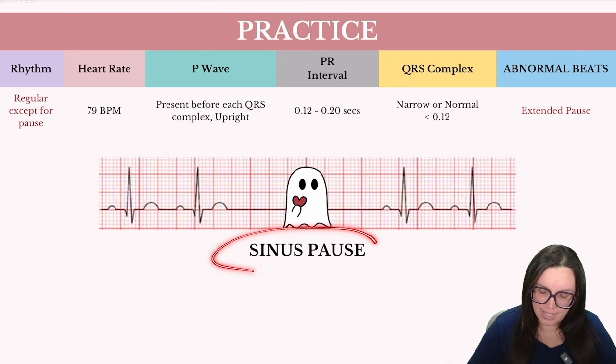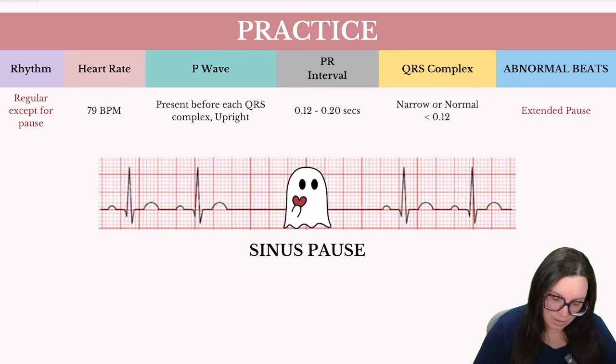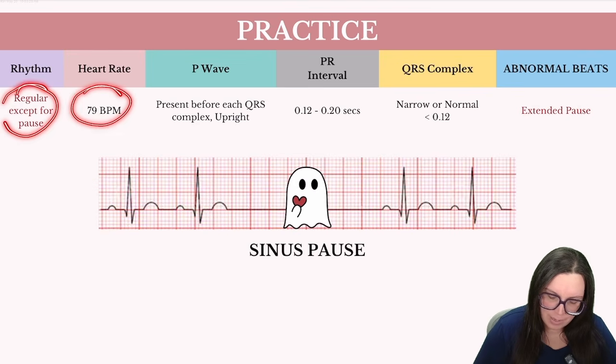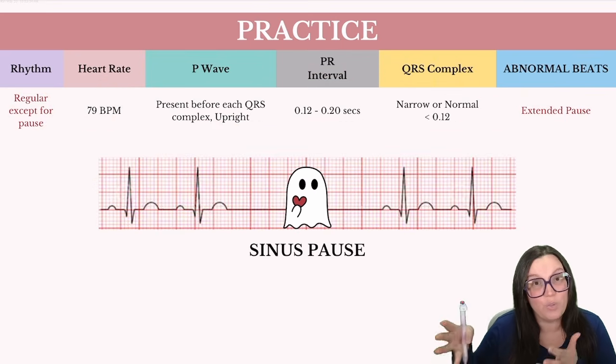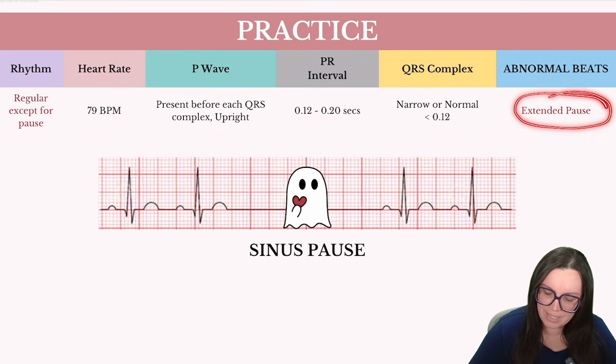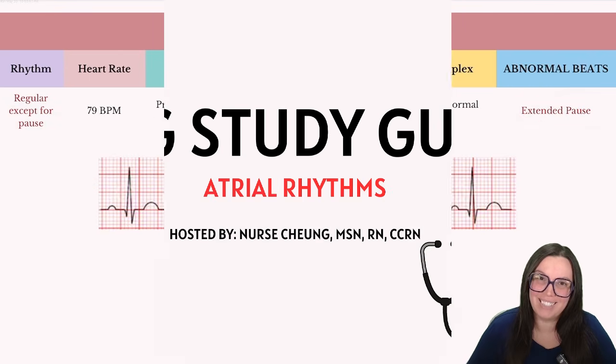Anytime you have this kind of rhythm, whether it's a sinus pause or a rest, you always want to name the underlying rhythm. So based on the underlying rhythm, we have a regular rhythm that's 79 beats per minute that meets all this criteria. So we know that it falls within normal sinus. The only issue is this extended pause, making this a normal sinus rhythm with sinus pause.